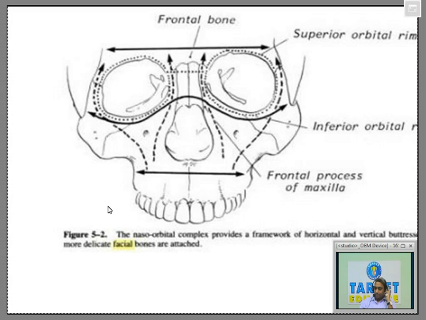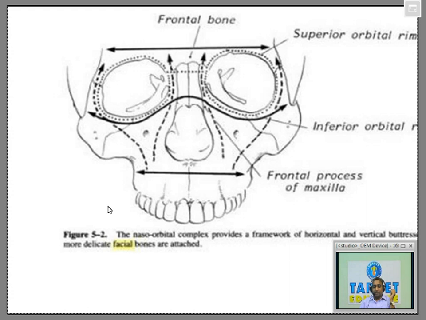Now there are three other pillars which are called the horizontal pillars. The first pillar, if you see horizontally, if you pass one imaginary line from one FZ suture or frontozygomatic suture to the other frontozygomatic suture like this, connecting the two supraorbital rims, this becomes the superior pillar.